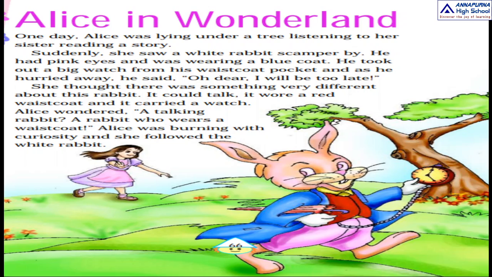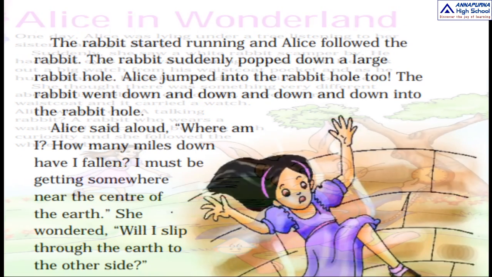So Alice was thinking, how could a rabbit talk? So she became curious to know about the talking rabbit. Okay, so children, what is the meaning of curious? Already we read it in the poem Why. So curious means someone who wants to get more and more information. That person is curious. So here Alice was very curious to know about the talking rabbit. And Alice followed the white rabbit. Okay children? Now let us continue our lesson.